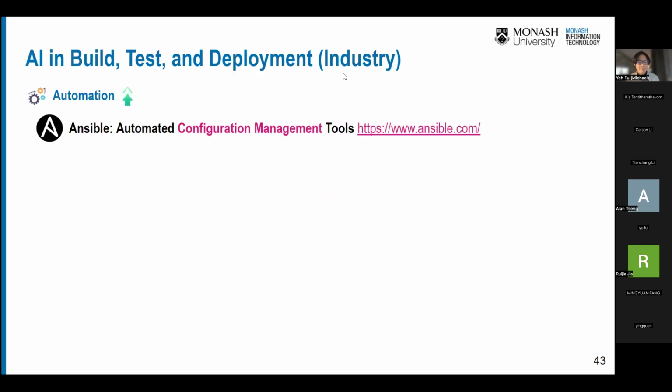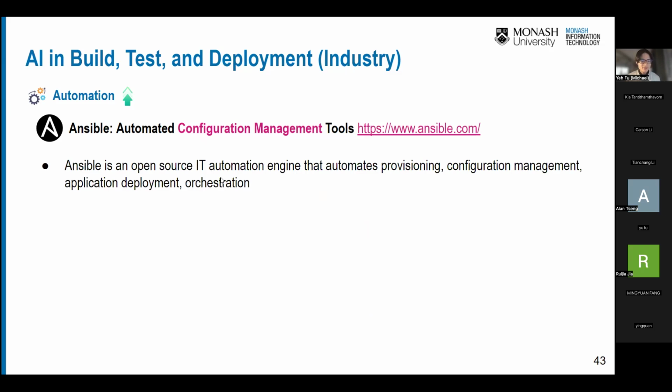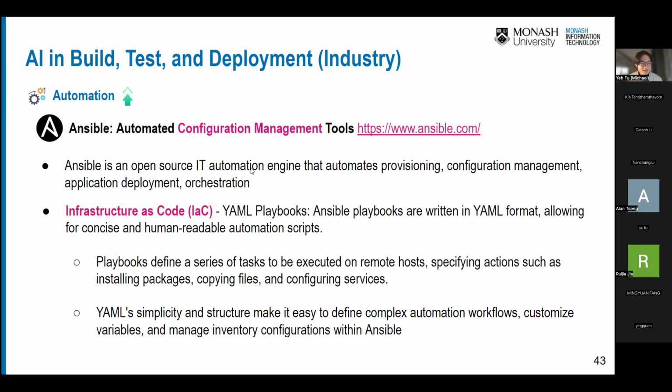The first one is Ansible. It is an automated configuration management tool. This configuration is actually for deployment. Ansible is an open source automation engine that automates provisioning, configuration management, application deployment, and orchestration. Basically it works based on infrastructure as code, IAC. And IAC is basically a YAML file.